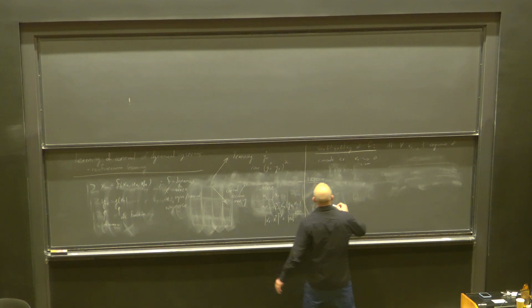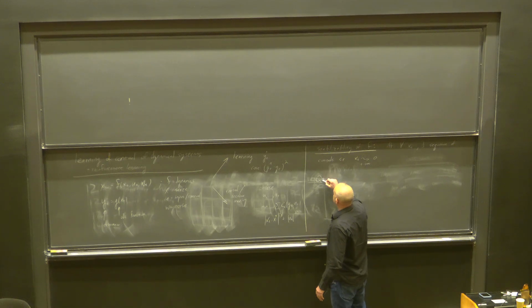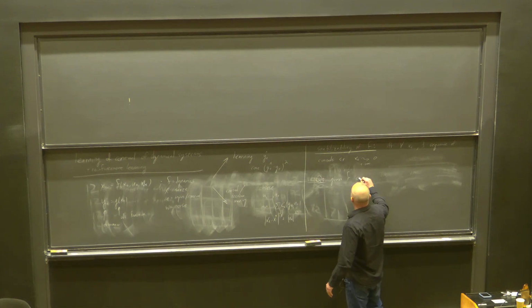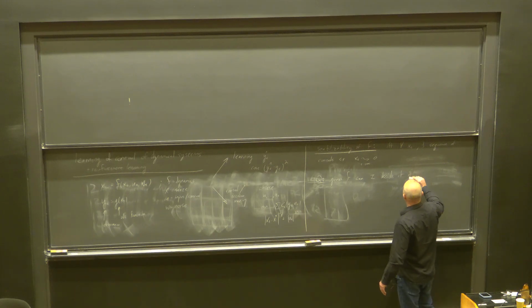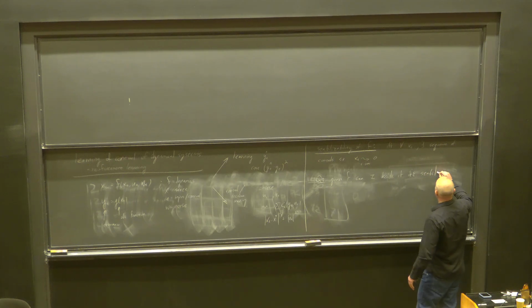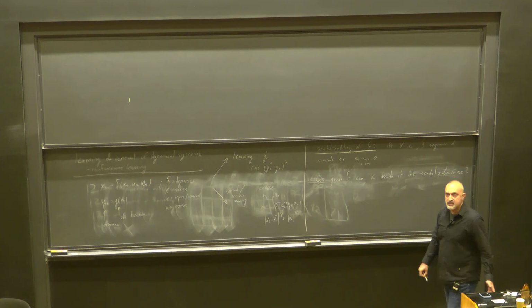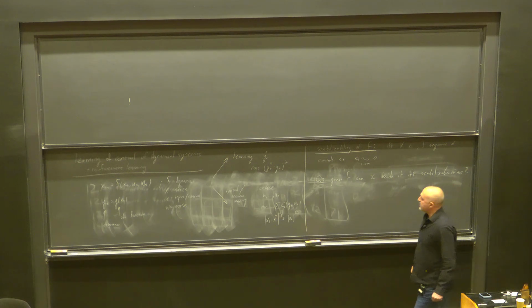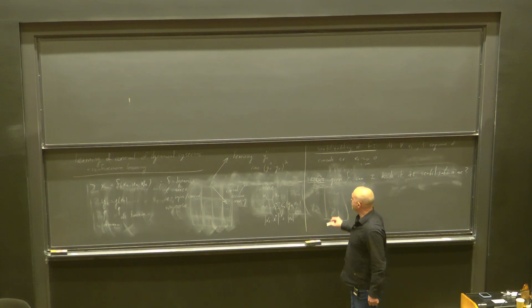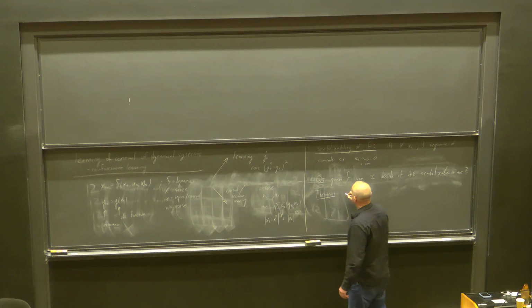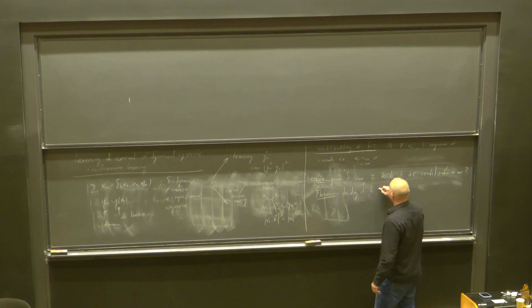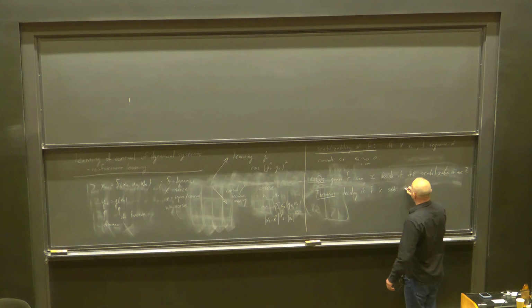So the question is, given F, can I decide if it's stabilizable or not? So let's start from there. Easy question. And the answer that I gave but we didn't prove at the end of last lecture, so let me do it now. The theorem says the following. Deciding if F is stabilizable is NP-hard.